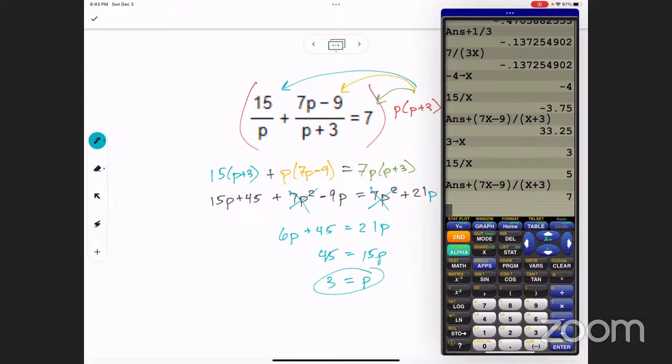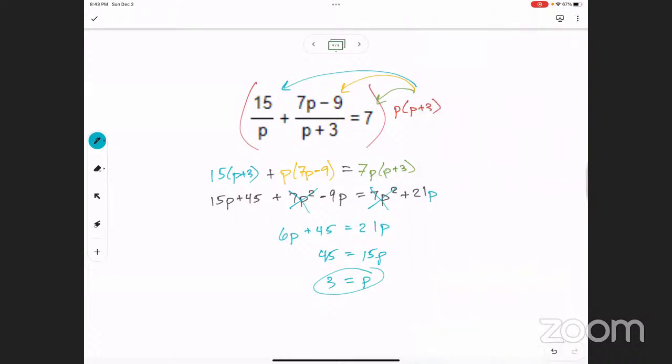So I have a quick question. On the unit test, we don't get calculators. So would it be worth it to go back and check my work after doing the problems? If you're done with the whole thing, go ahead and just do it manually. A lot of the times you can just do it in your head, right? 15 divided by 3 is 5. You're like, okay, that's 5. And then plug in 3 here. 21 minus 9, that's 12 over 3 plus 3, 6. 12 over 6 is 2. 5 plus 2 is 7. Boom, it worked. Usually, if it's a non-calculator test, they don't give you problems that are too difficult.